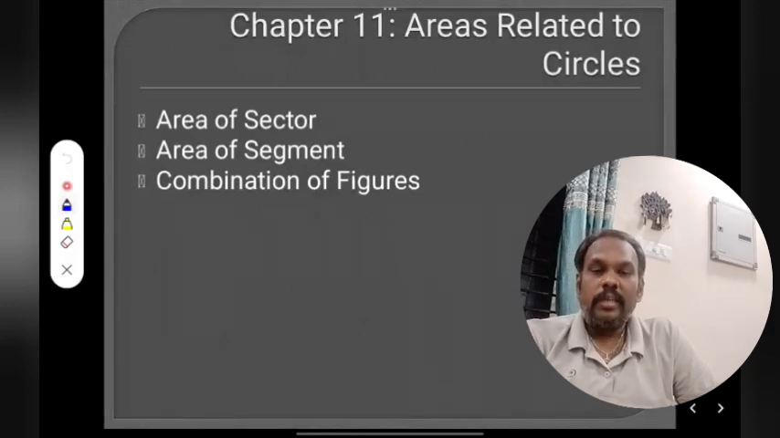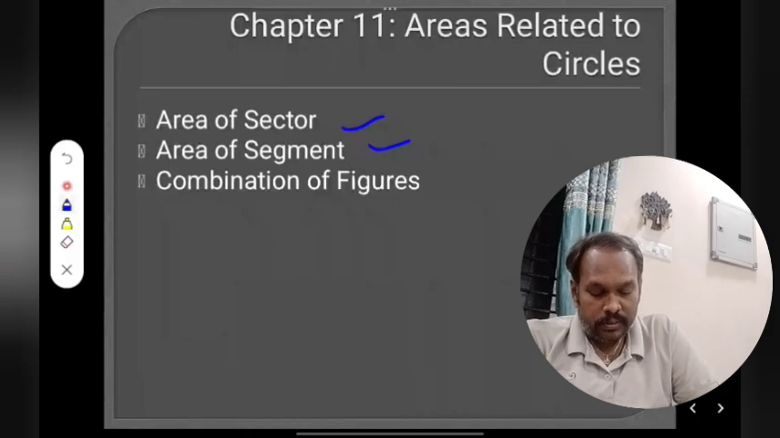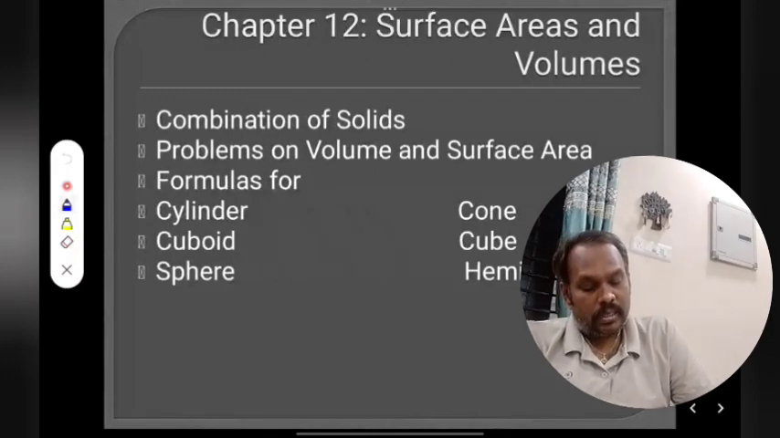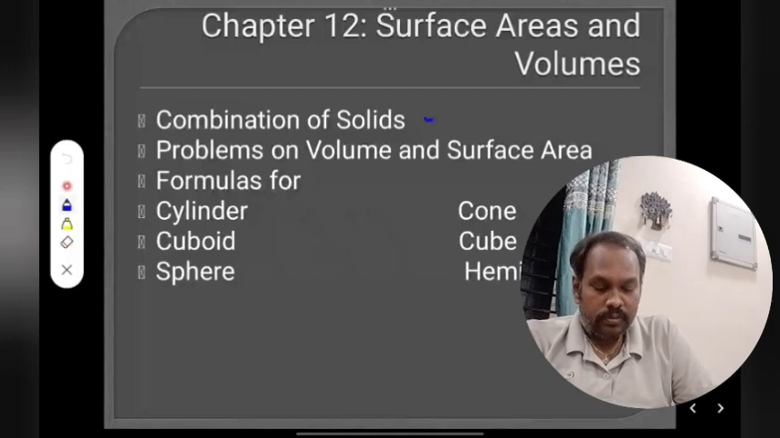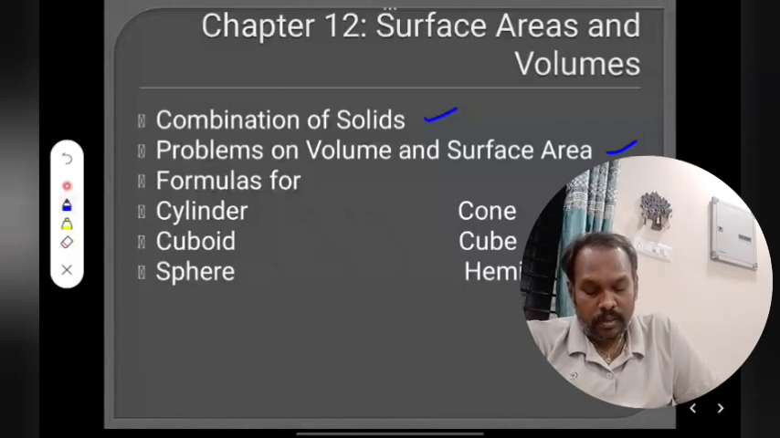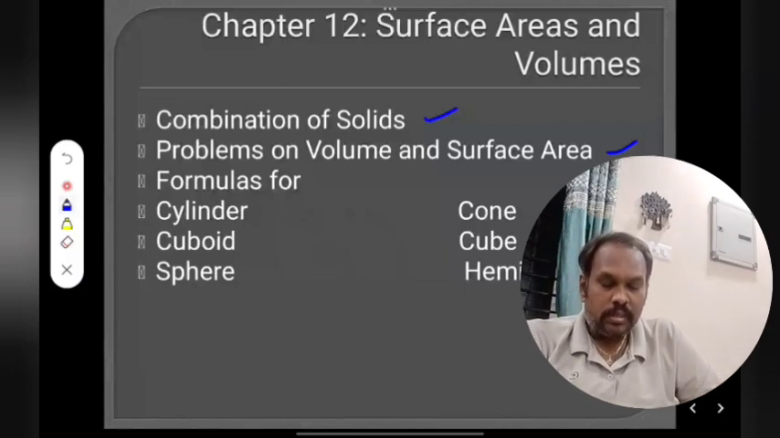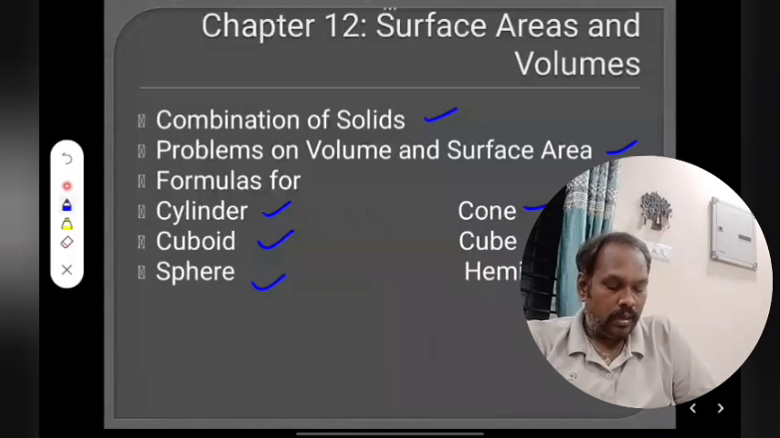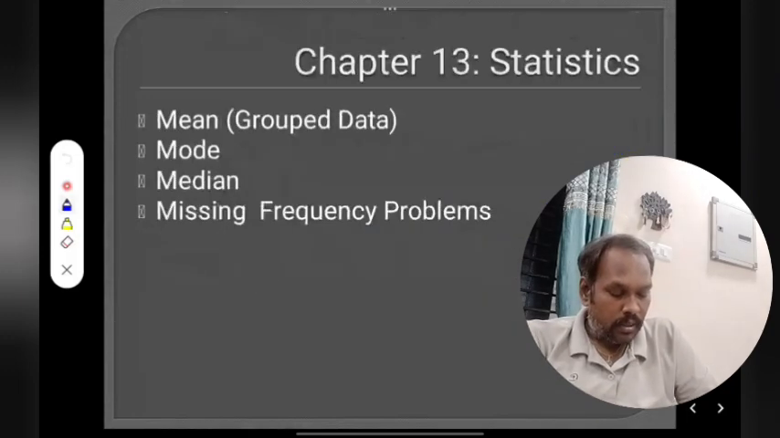And next chapter, areas related to circles. In this, area of sector, area of segment and combination of figures. This you need to learn. And next chapter, surface areas and volumes, combination of solids, problems on volumes and surface areas. So here you need to learn formulas mainly for these 6 solids: cylinder, cone, cuboid, cube, sphere, hemisphere. This you need to learn.